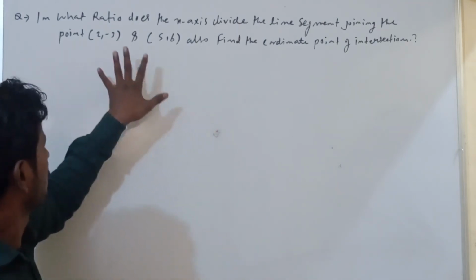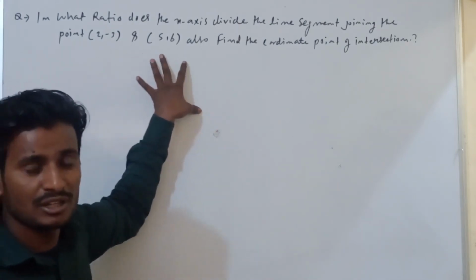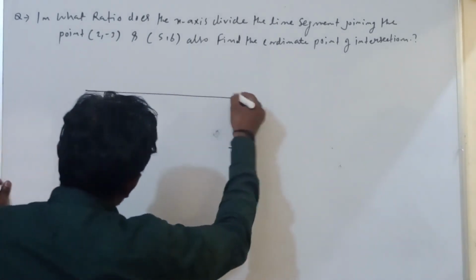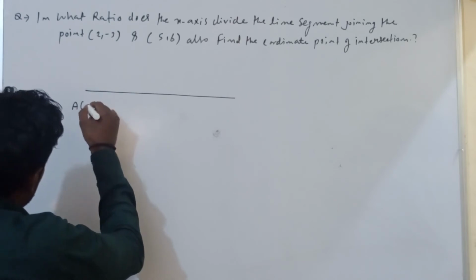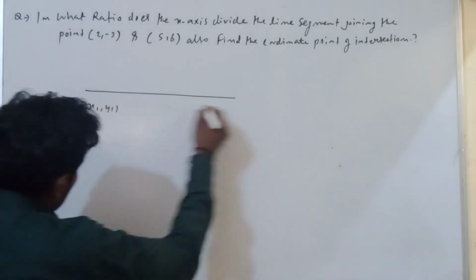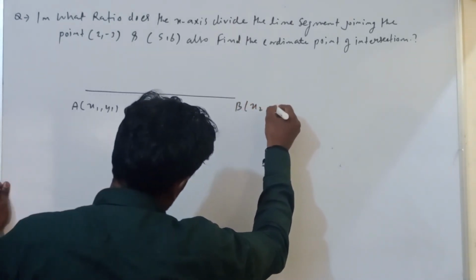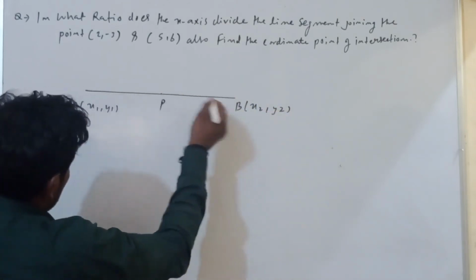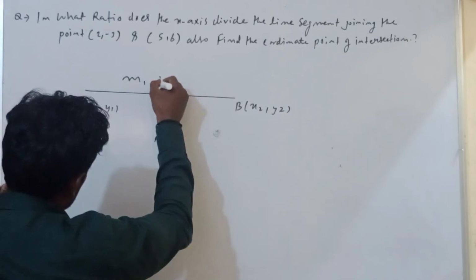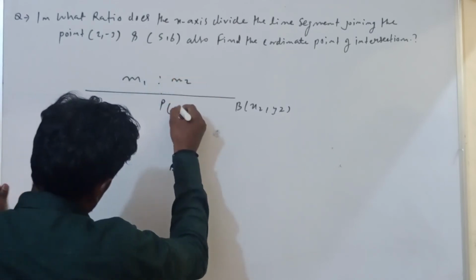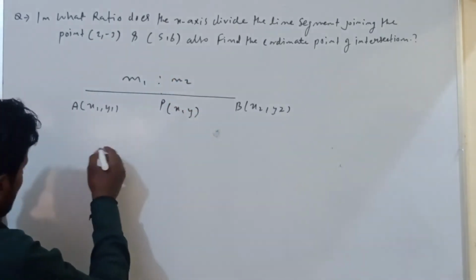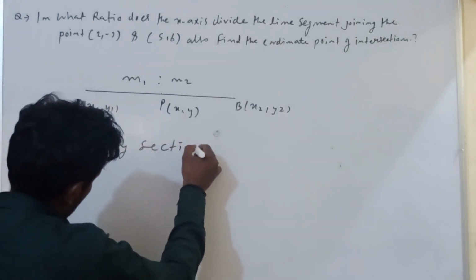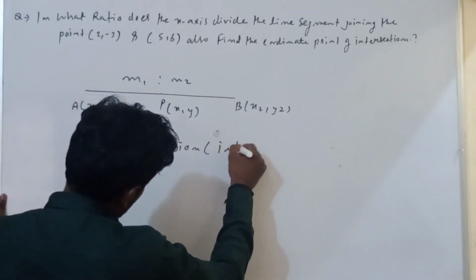Before starting the question, we should know some important formula related to the section formula. Students, as you know, when a point A has coordinates (x1, y1) and a point B has coordinates (x2, y2), if a point P divides the line AB in the ratio m1:m2, then the coordinate of point P can be calculated by the section formula, basically the internal section.